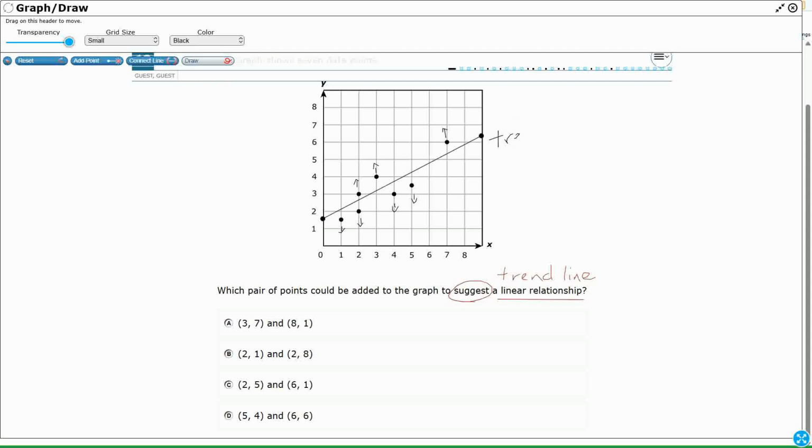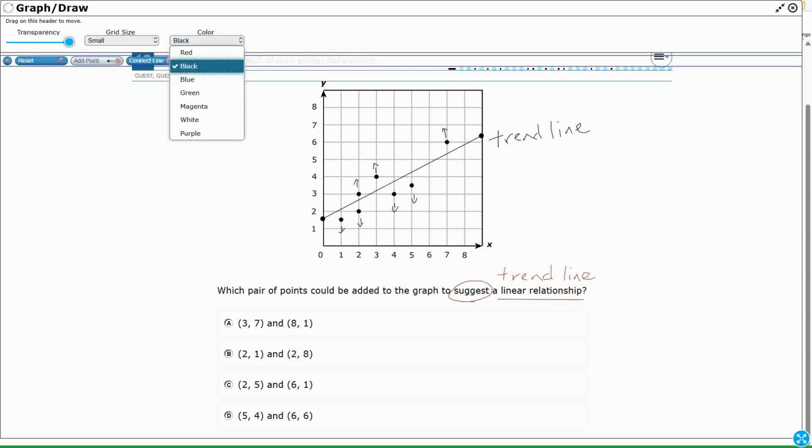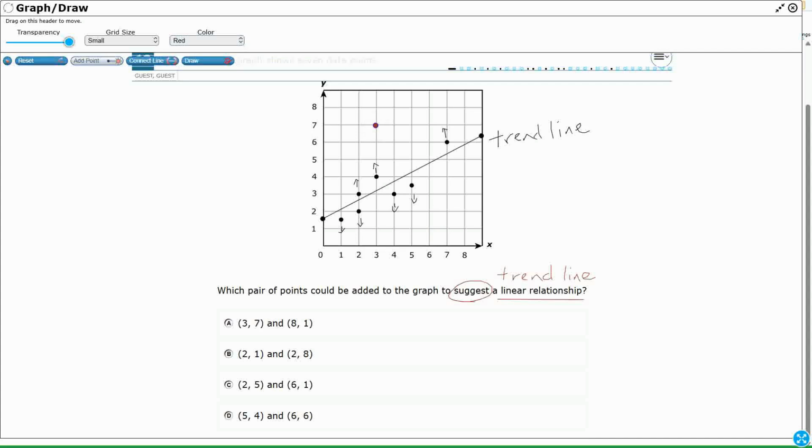Now, let's plot these points and see which ones work. I'm going to use my add point feature and go to red. We're going to first plot 3, 7, so x of 3, y of 7. It's going to be right around there. Wow, that's way far up there. And then x of 8, y of 1. All right, that is too far away. So no, that's not going to work.